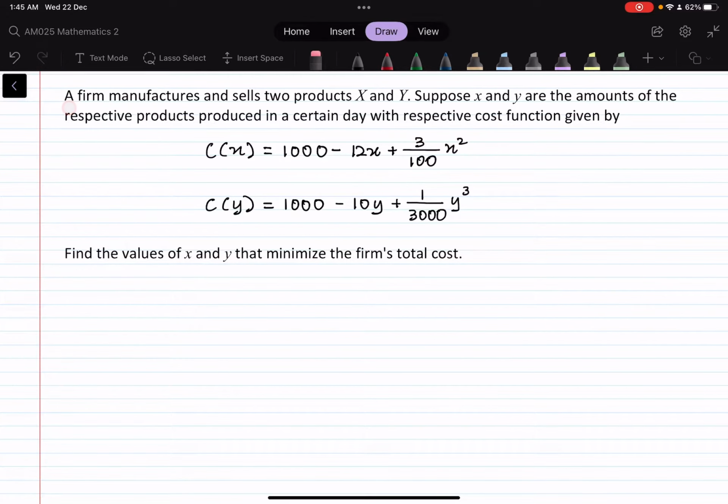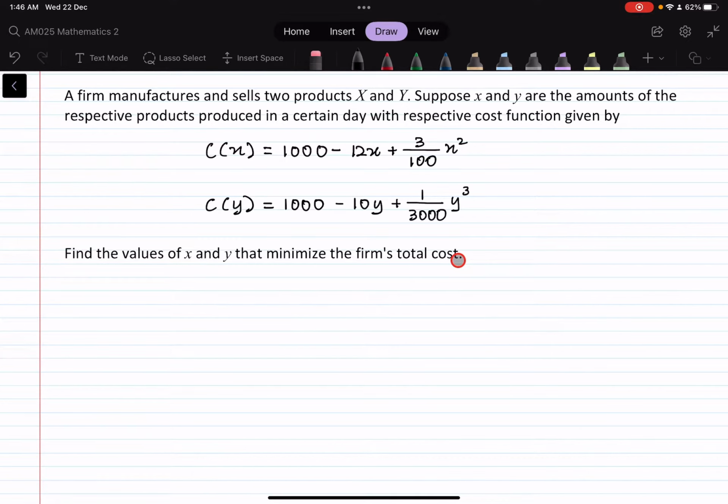A firm manufactures and sells two products, X and Y. Suppose x and y are the amounts of the respective products produced in a certain day, with respective cost functions given by Cx equals 1000 minus 12x plus 3 over 100 x squared, and Cy equals 1000 minus 10y plus 1 over 3000 y cubed. Find the values of x and y that minimize the firm's total cost.